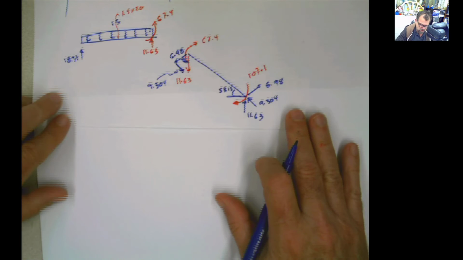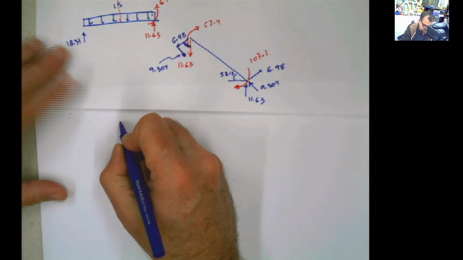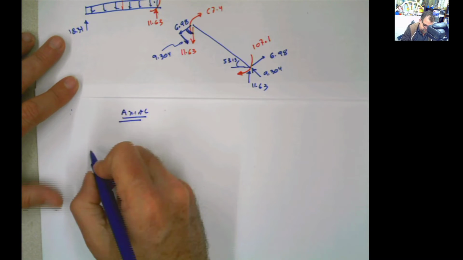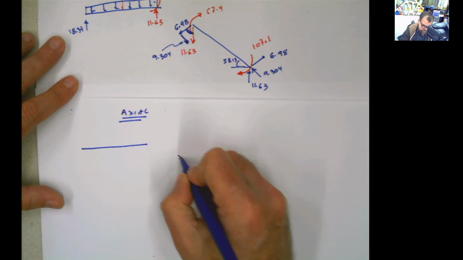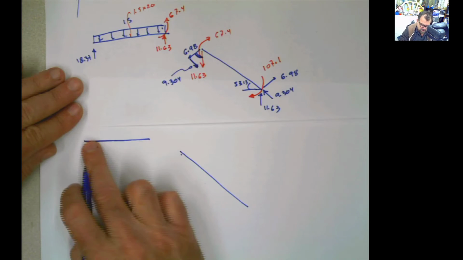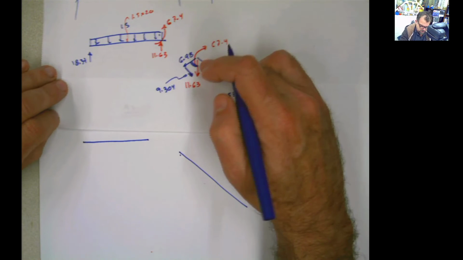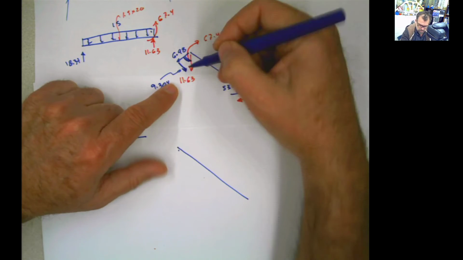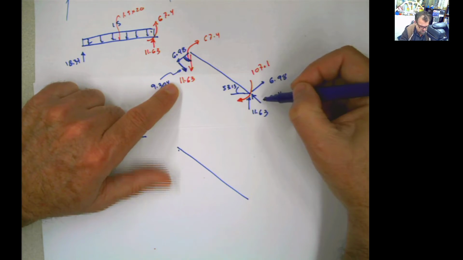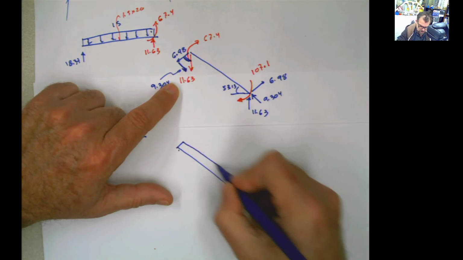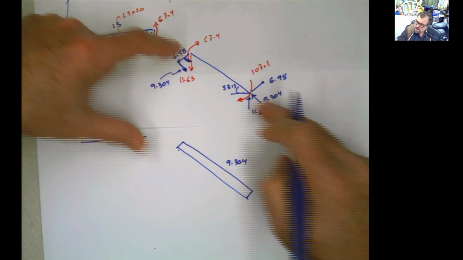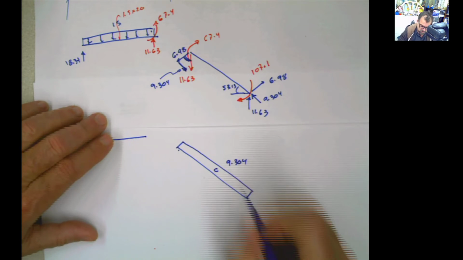So let me put this here, and let's start with my axial diagram. First one is the axial. No axial force, meaning this is going to be like that. Now here in this case, I have an axial force this way, which is compensated by an axial force in this way. So the only thing that I'm going to have here is this value, 9.304, and the whole thing is going to be in compression.